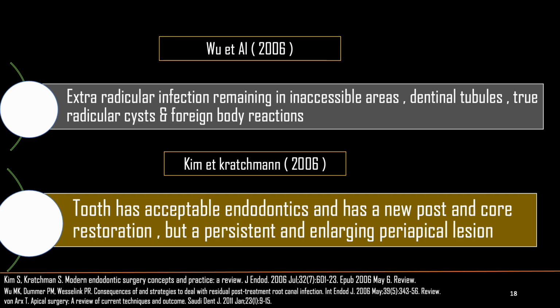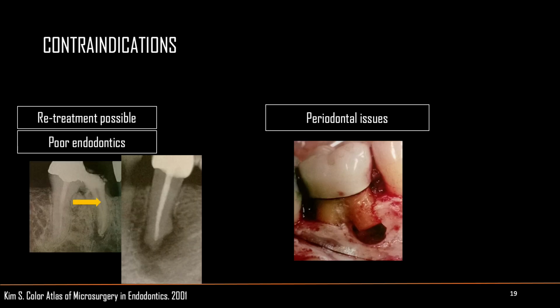Torabinejad et al. have given this: extra-radicular infection remaining in inaccessible areas, dentinal tubules, true radicular cysts, and foreign body reactions. And according to Kim, the tooth has acceptable endodontics and a new post and core restoration, but a persistent and enlarging periapical lesion.